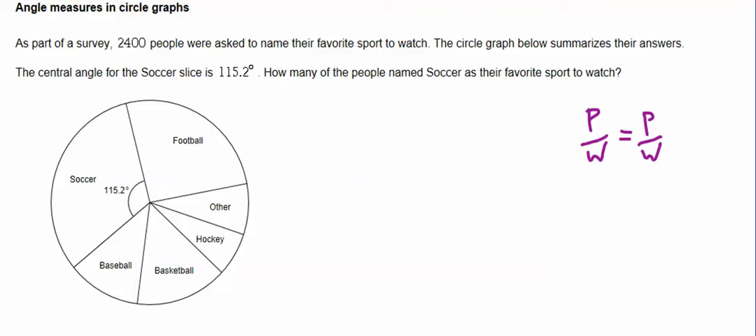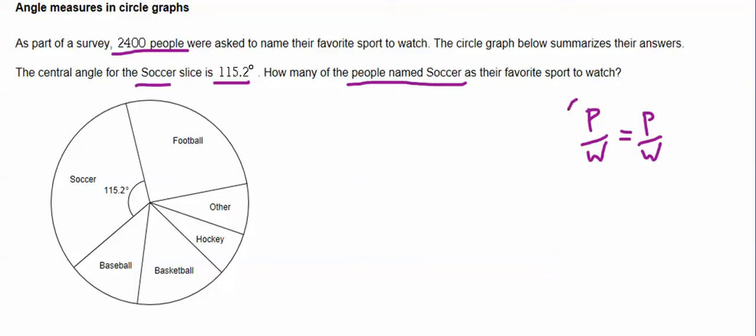So here, again, looking to our information, what information did they give us? They gave us 2,400 people were surveyed. They told us the soccer slice represents 115.2 degrees of the circle. Remember, we know that 360 degrees represents the whole amount of a circle. And they're asking us how many people name soccer as their favorite sport to watch. That's what they're asking us. How many people prefer soccer to watch?